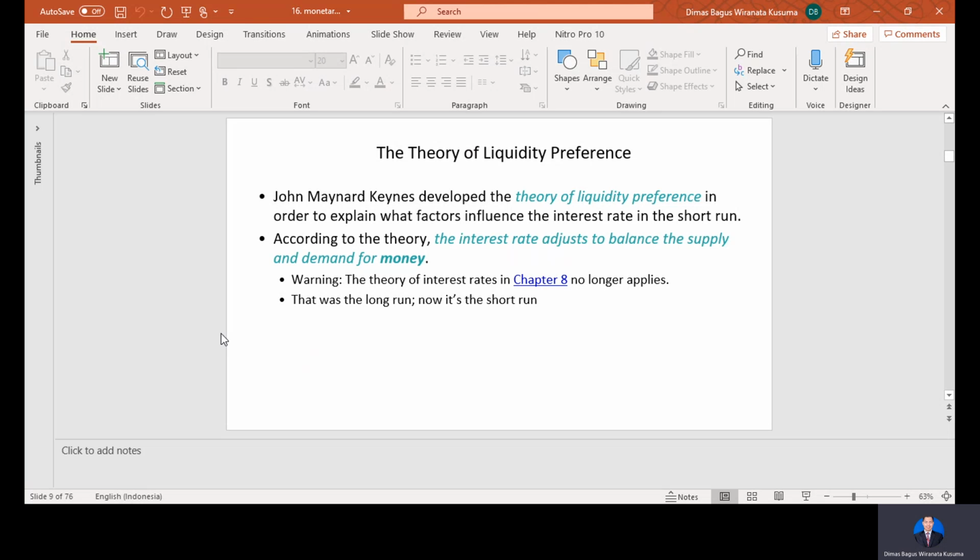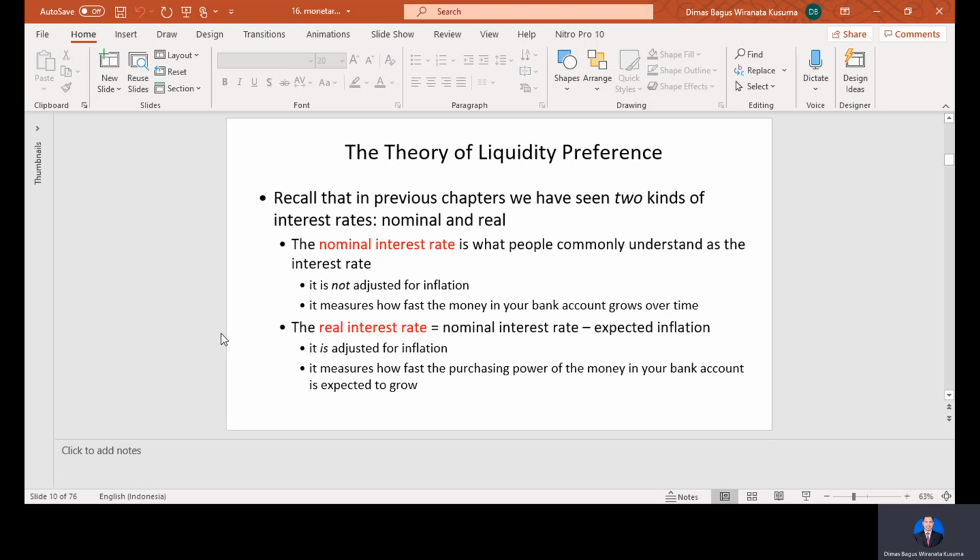We look at the theory of liquidity preference. John Maynard Keynes developed the theory of liquidity preference in order to explain what factors influence the interest rate. According to the theory, the interest rate adjusts to balance the supply and demand for money. So if money supply and money demand fluctuate over time, it will affect the balance of the interest rate. In the long run, the theory of interest rate no longer applies. Now it's the short run.